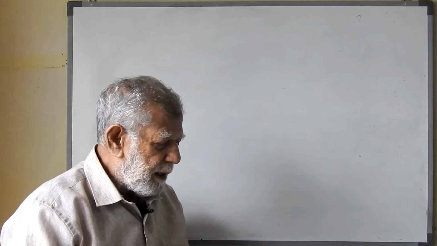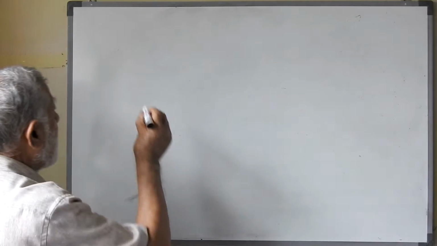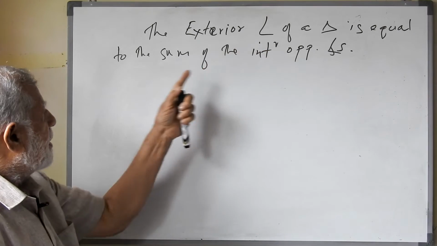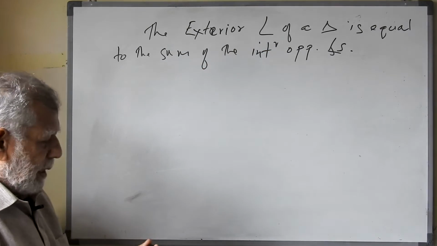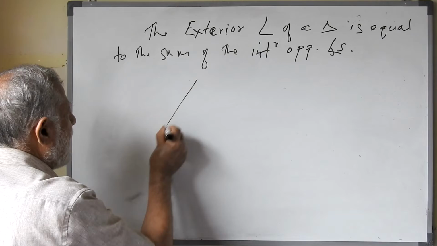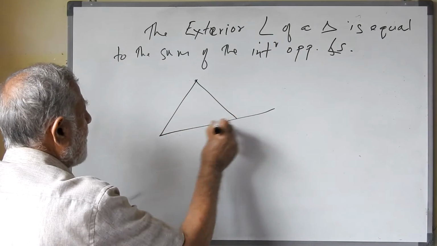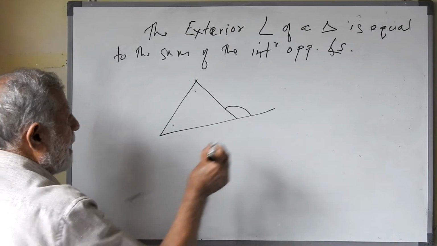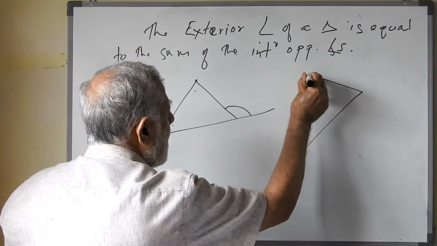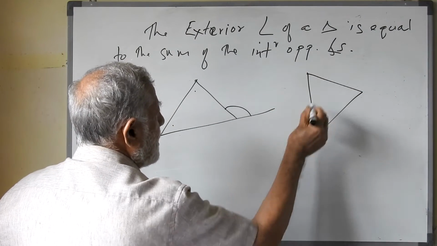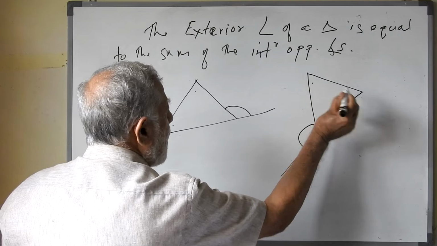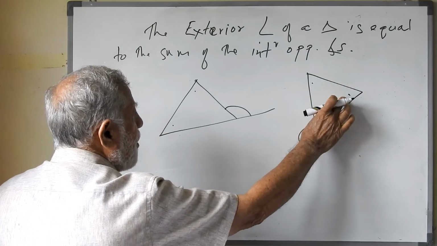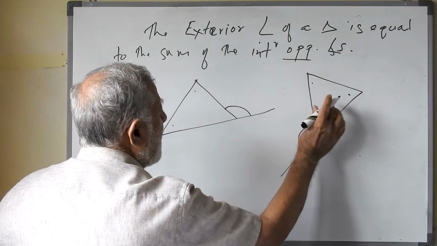So now we have to study one more rule that is coming like this. The exterior angle of a triangle is equal to the sum of the interior opposite angles of the triangle. So we should understand what the exterior angle is. Now if you draw a triangle and produce one side, this is the exterior angle and these are the interior opposite angles of the triangle. These two angles add up to this. So you have to be careful of the sum of the interior opposite angles.